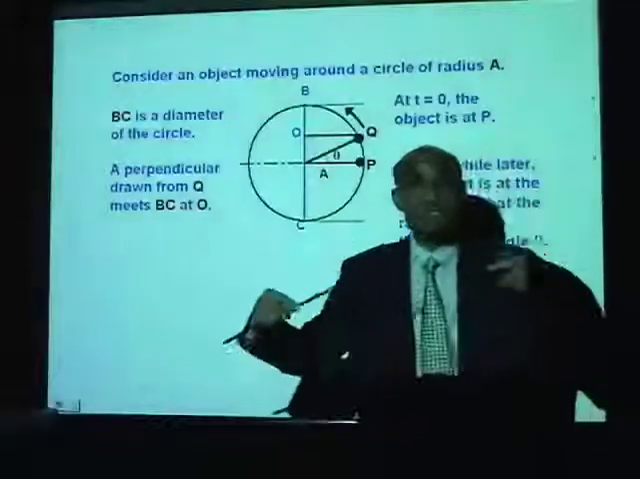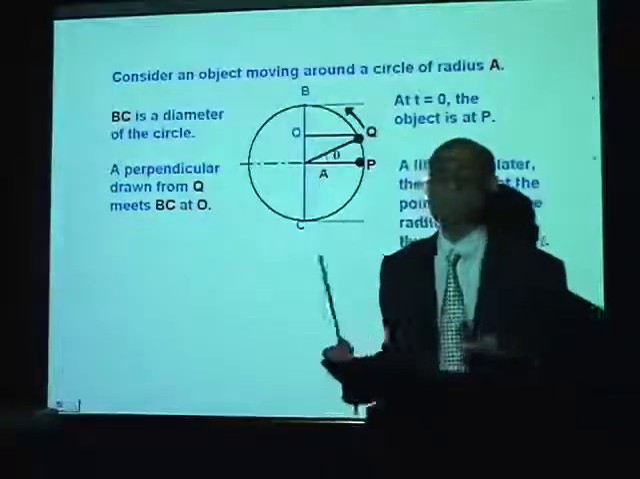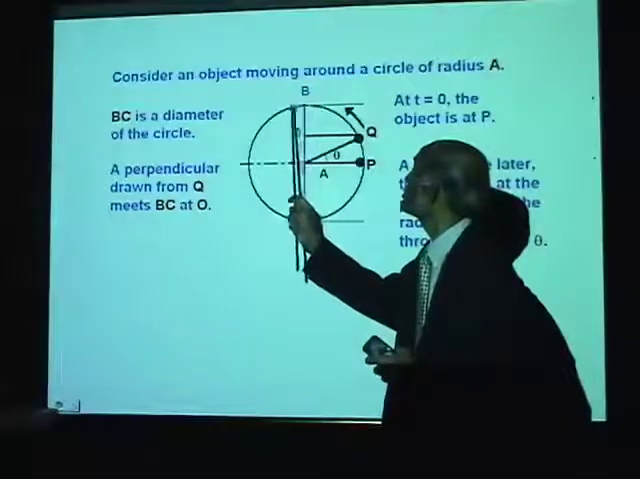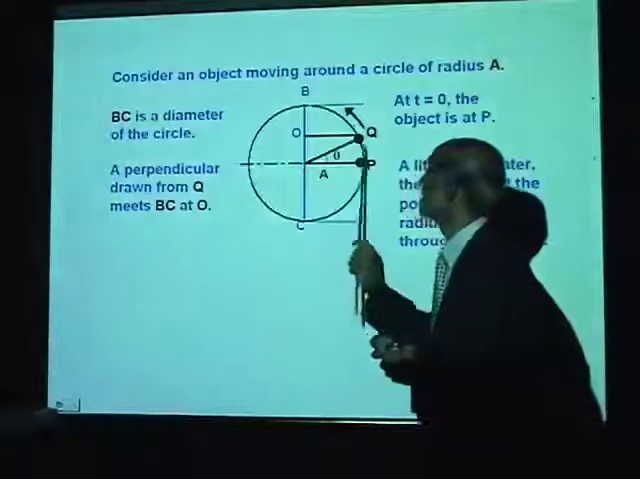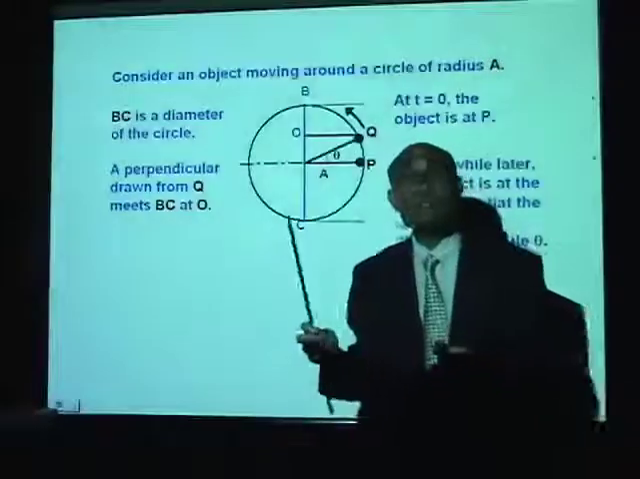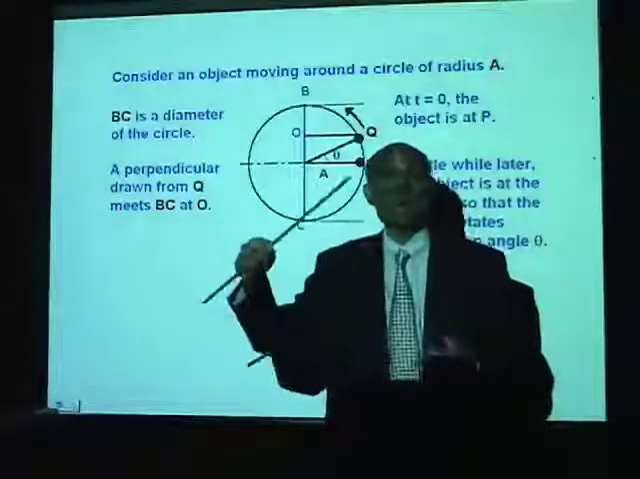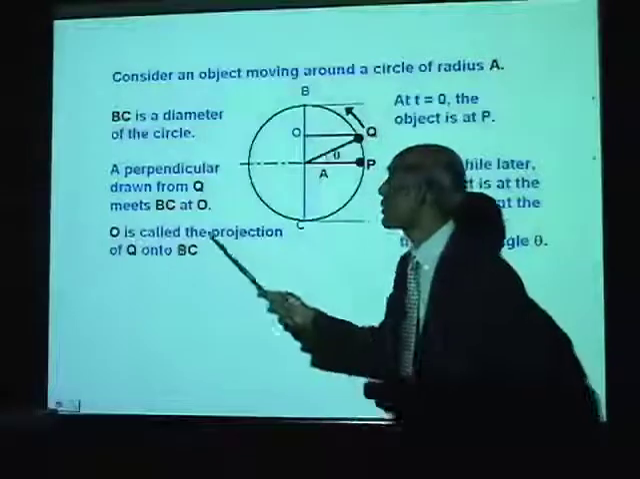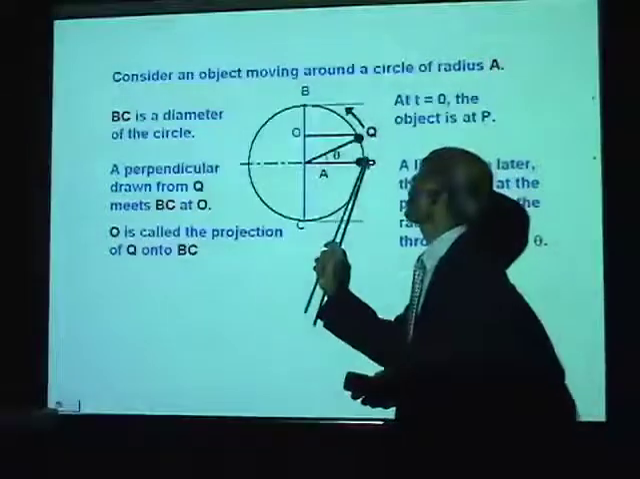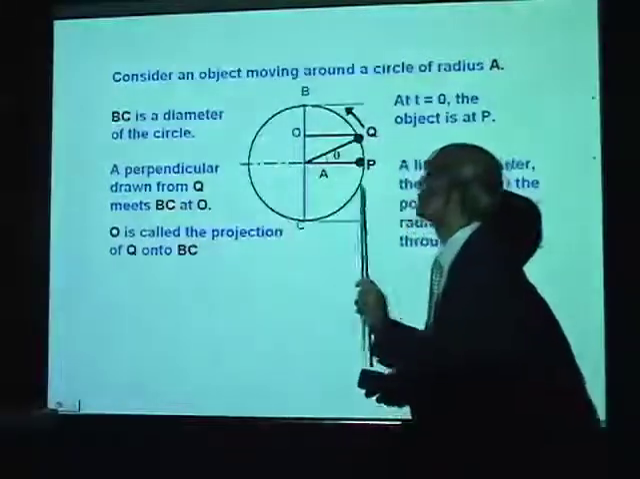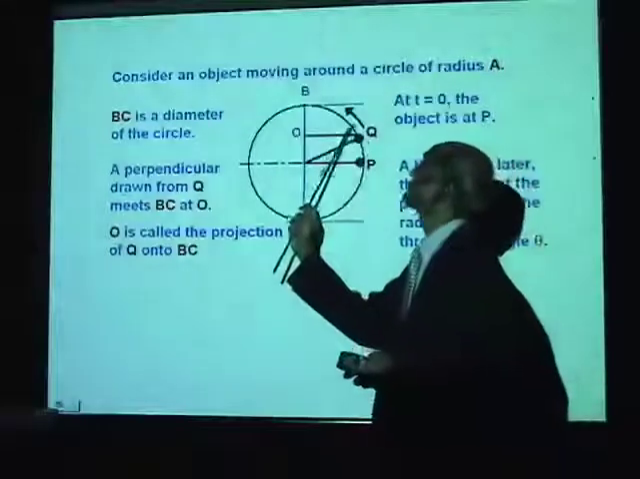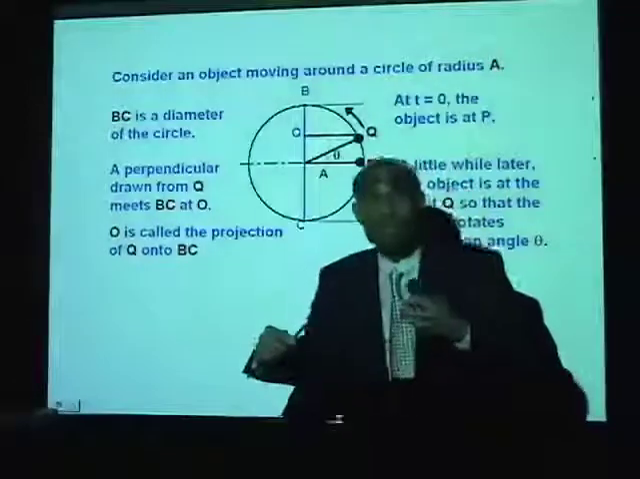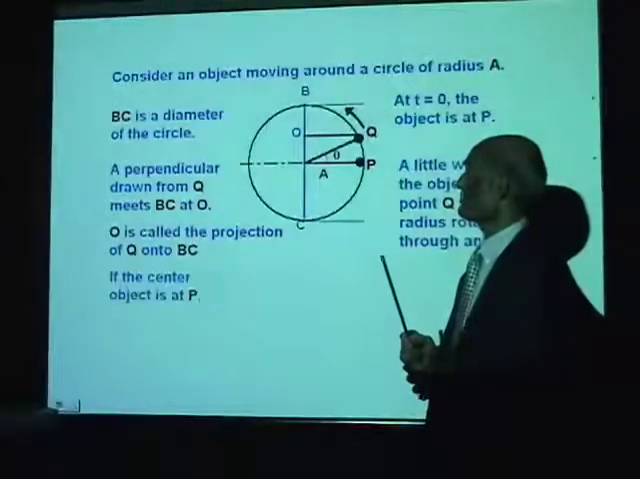A perpendicular drawn from Q to BC touches BC at O. And now, can you construct visually in your mind what will happen to this point O as the object continues to move in the circle? Is it similar to the shadow of the pedal? Well, I think so. O is called the projection of the object that is moving along the circle. As the position of the object on the circle changes, the position of its projection will also change.